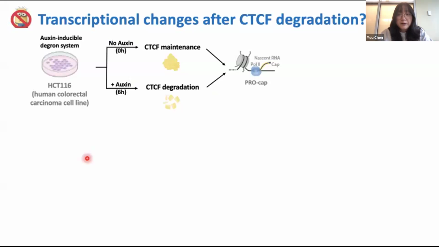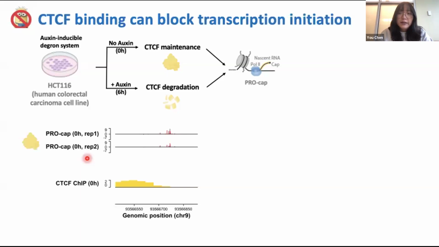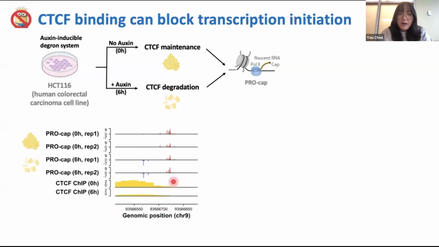To address this, we performed the ProCap assay in the HCT116 cell line before and after CTCF degradation, and we do observe hundreds of elements with significant upregulation after CTCF loss. For example, here is a unidirectional element bound by CTCF that shows increased transcription on the other side after CTCF degradation. And we noticed that this CTCF motif is located downstream of the blocked TSS.